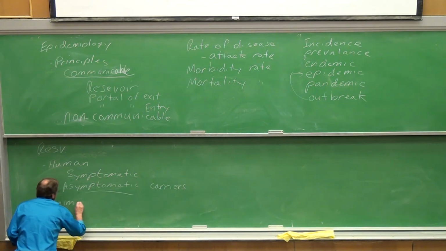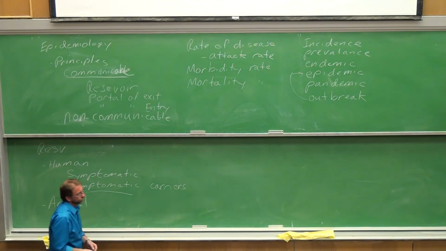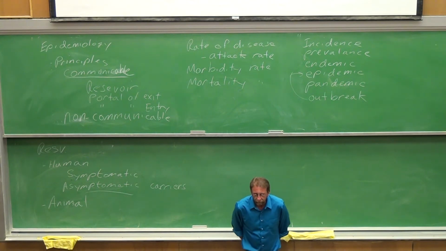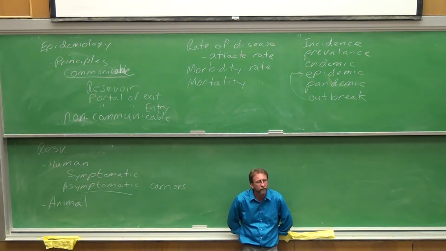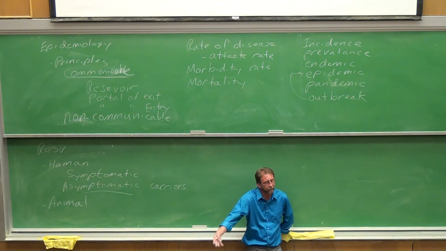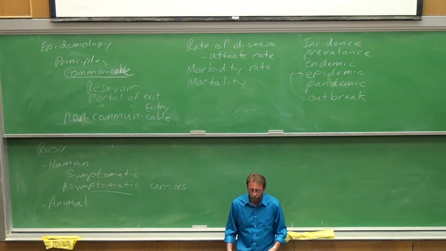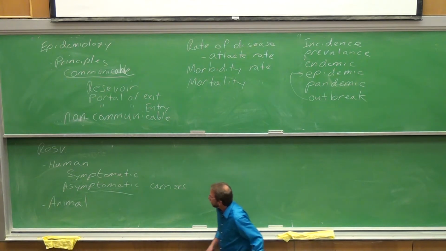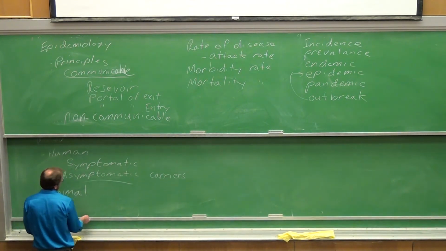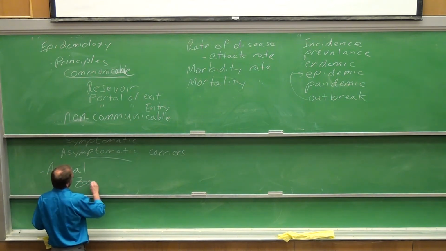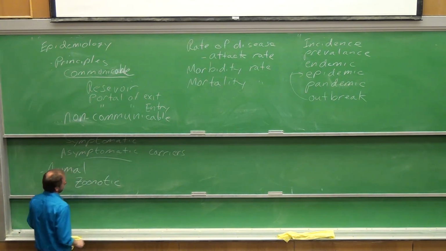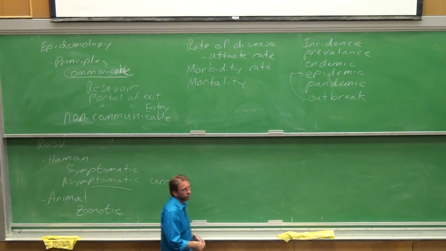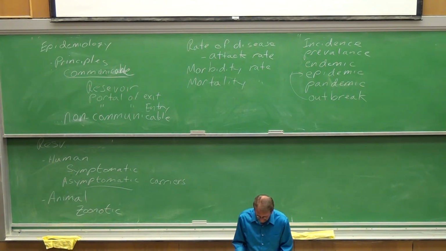Animal reservoirs. Non-human, if you will. Talking now poultry, skunks, bats, raccoons, things that can transmit disease via a bite or because you're feeding on them. We call these zoonotic diseases. Zoonosis, transfer from animal to human.